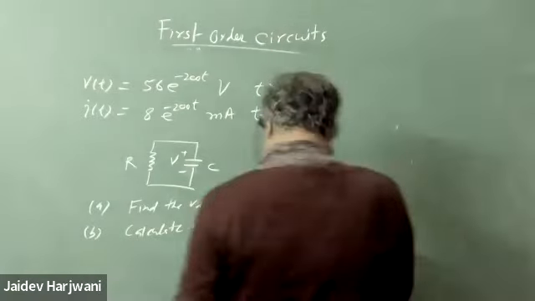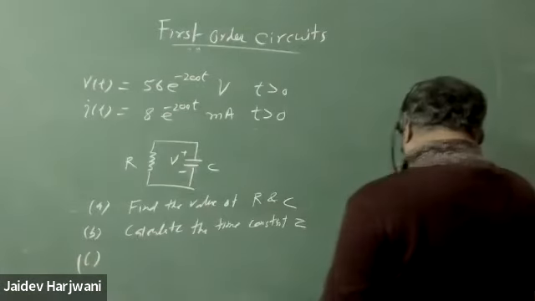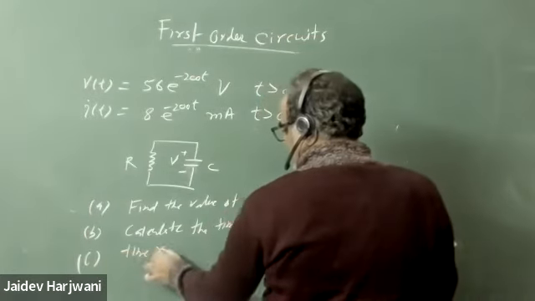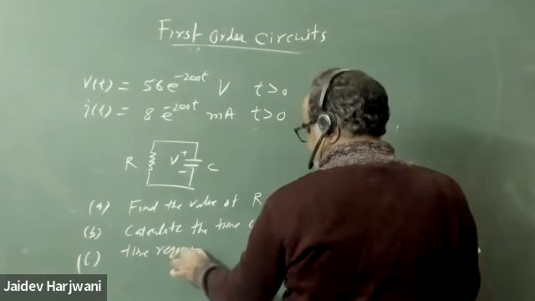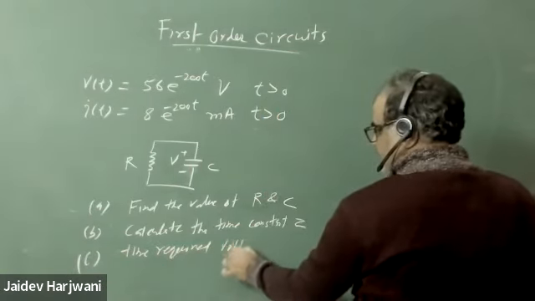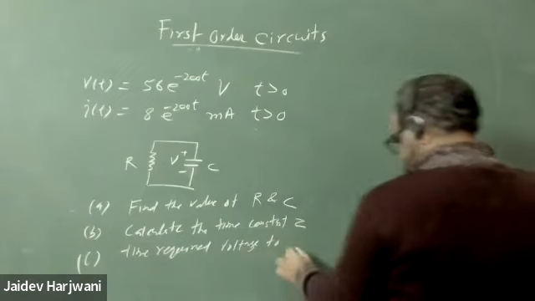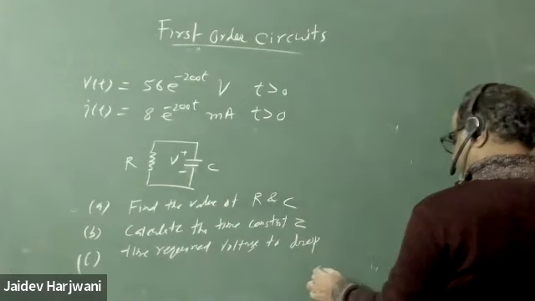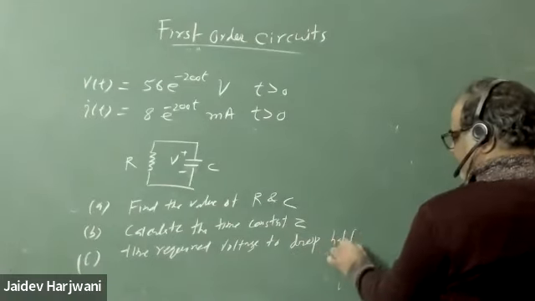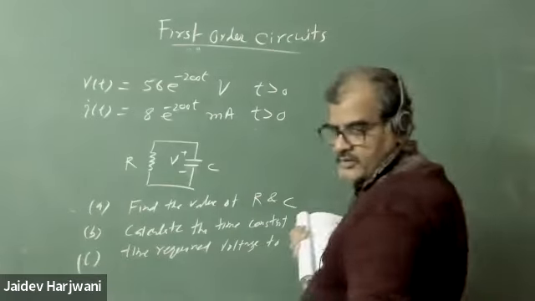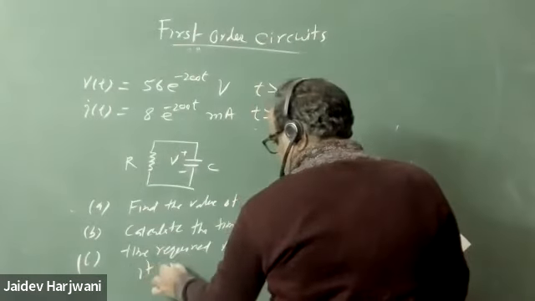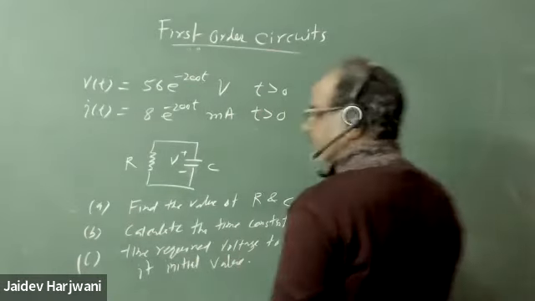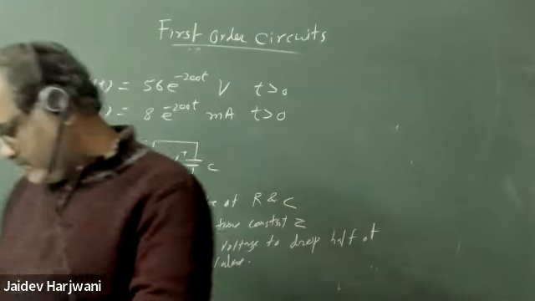And number C, they say, time required for the voltage to drop to half of its initial value. This is one question.